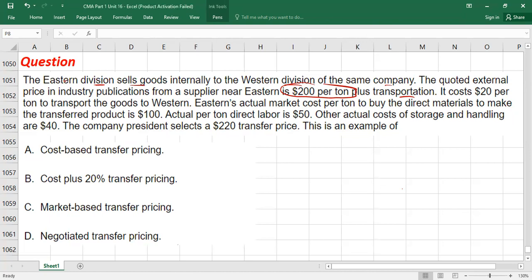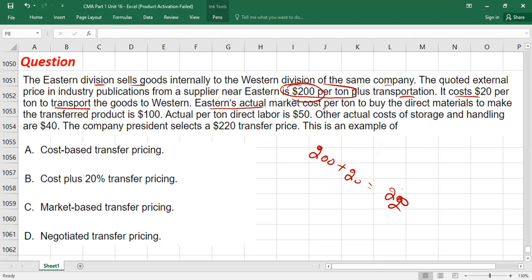It means the market price is 200 plus transportation cost, and it costs $20 per ton to transport. It means the external market price is what? 200 plus 20, total is 220. Understood? Because 200 is like a purchase price, 20 is the transportation cost. This is what is prevailing in the market.